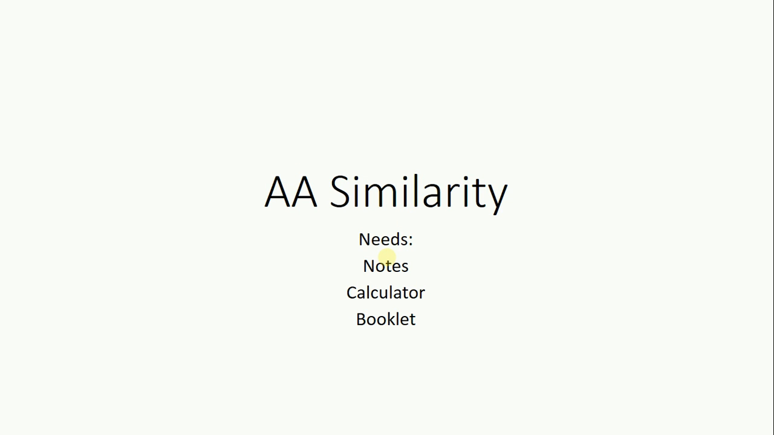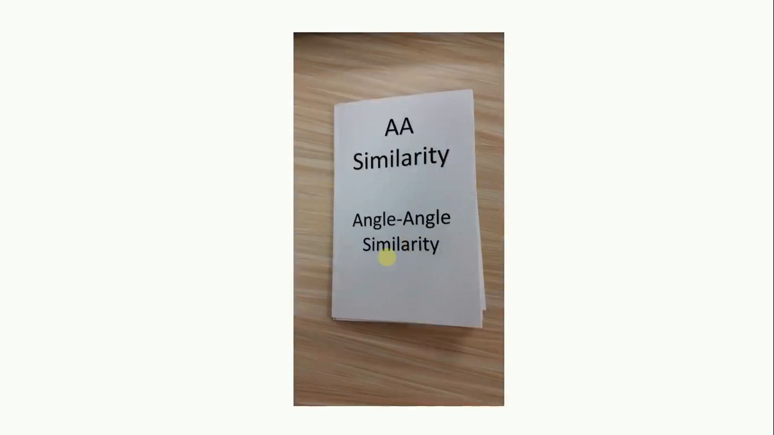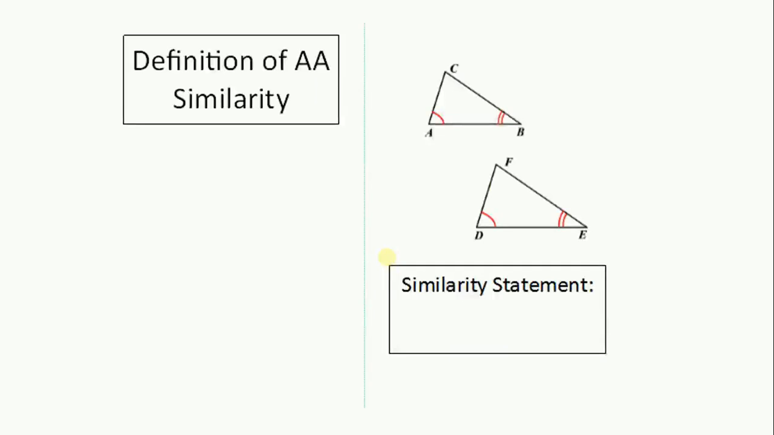So today we're going to look at AA similarity, a way to prove two triangles similar. What you're going to want to have on you: your notebook, a calculator, and the little booklet that we made in class together. That booklet looks something like this. Yours is colored, but get that out, it should be in your backpack somewhere. You're going to want to use that to take your notes today. So go ahead and open up the first page. You should see this on the left and the right.